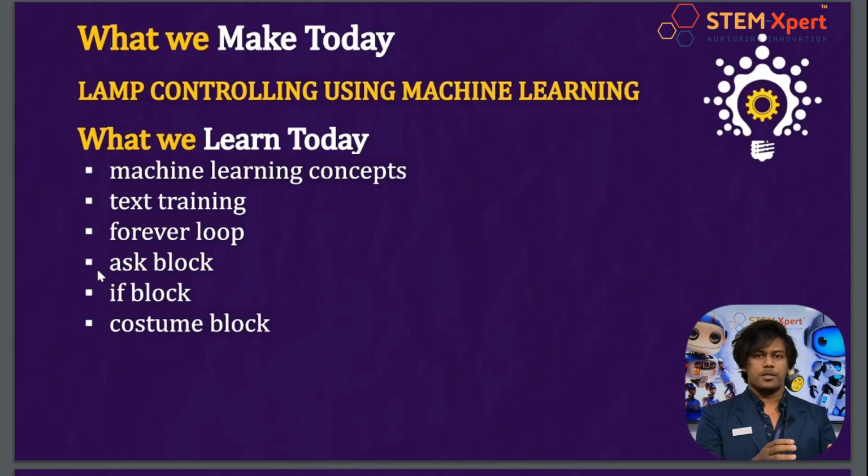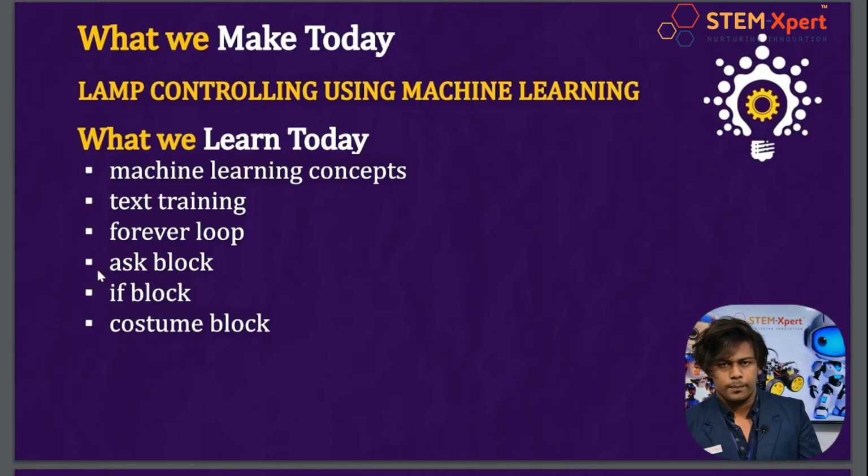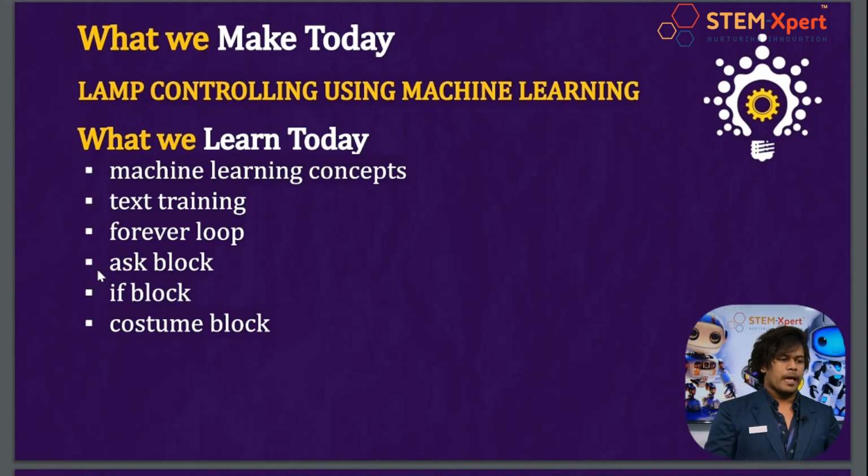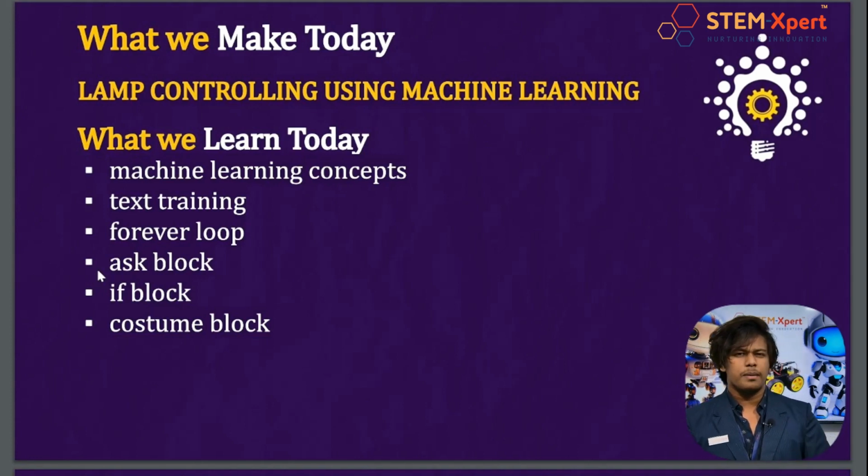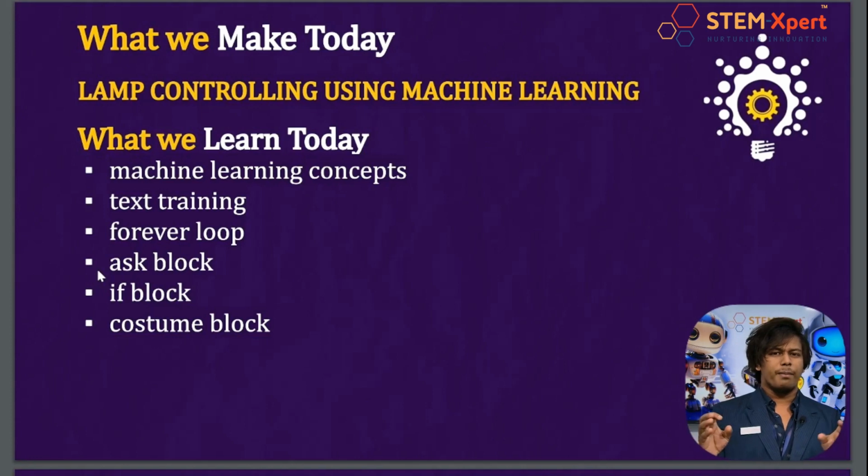So I hope you can see the screen, and over there you can see machine learning, of course, that we just did, and text training. Of course, here we'll be using a software called machine learning for kids. I'm gonna let you know. And here we'll be using the for loop from Scratch, ask block, if block, and question blocks. So these are the things that we'll be learning today.